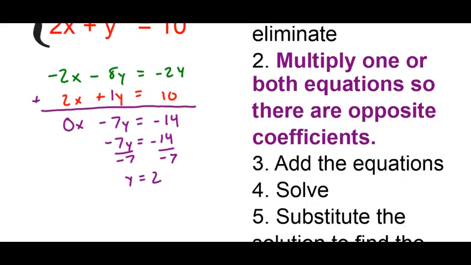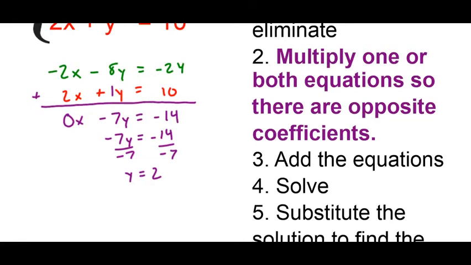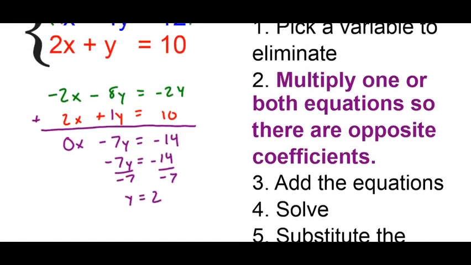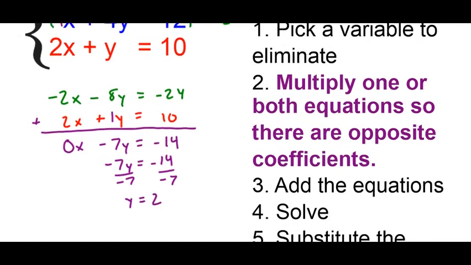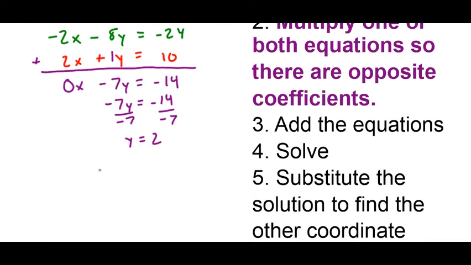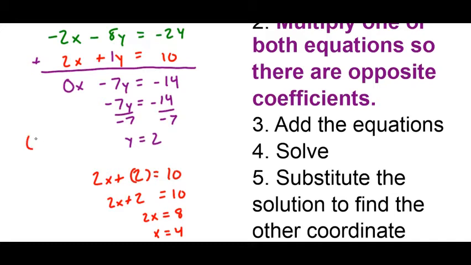Now, just like in every other system, I need to have the x coordinate to go with this y. So I'm going to choose an equation and replace the y with 2. I'm going to go ahead and choose the second one, the red one. So 2x plus 2 equals 10. So I'm just replacing the y with 2. And I'm going to solve for x. So 2x plus 2 equals 10, subtract 2, so 2x equals 8, divide, and x equals 4. So this gives me the solution for 2.